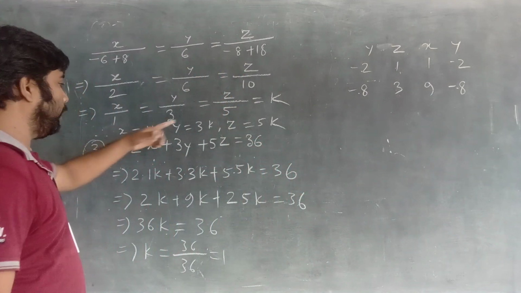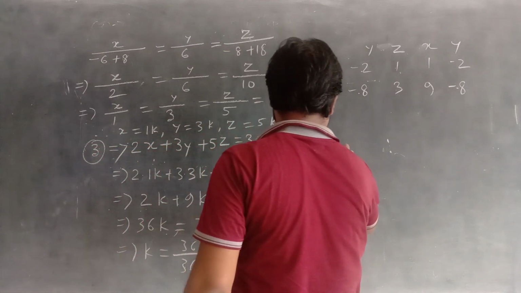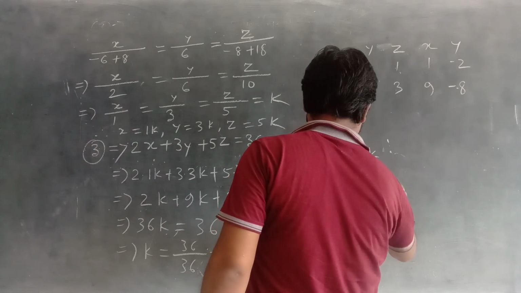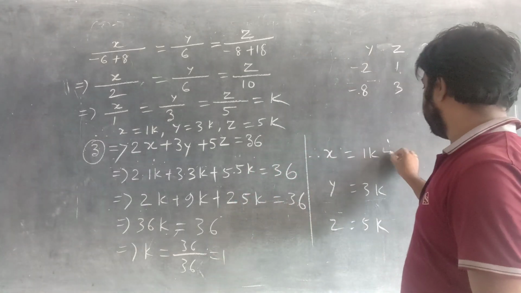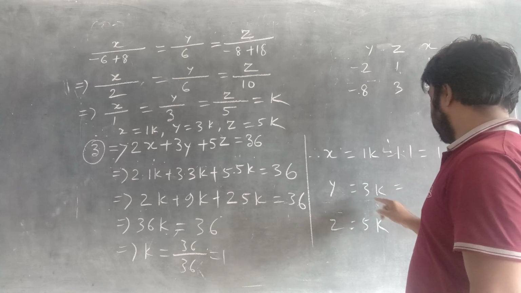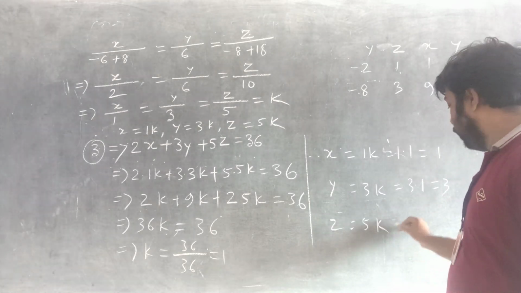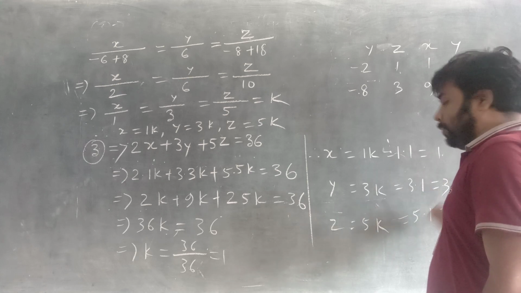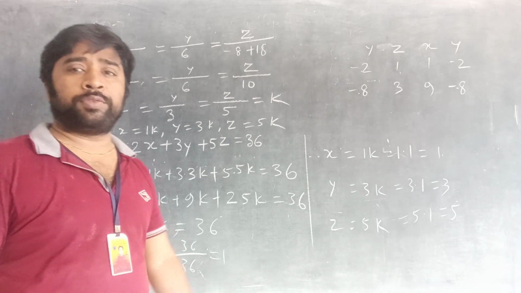Now we shall put the value of k here. So what is x? 1k. What is y? 3k. What is z? 5k. Put the value of k. 1 into 1 is 1. 3 into 1 is 3. 5 into 1 is 5. So what is the answer? 1, 3, 5. So x is 1, y is 3, and the value of z is 5.